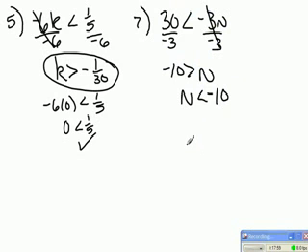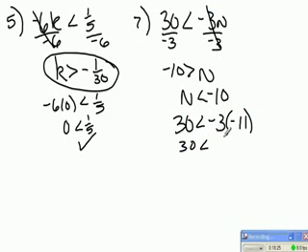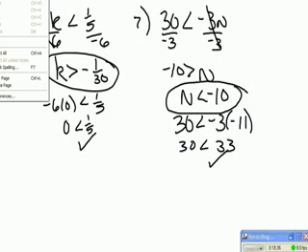And I need to pick a number to plug in. For my check, we should have n less than negative 10. So I want to pick a number less than negative 10. Pick anything you want less than negative 10. I'm going to choose negative 11. So 30 is less than negative 3 times negative 11, which would give me positive 33. Is 30 less than 33? Yes. So my answer here was correct.